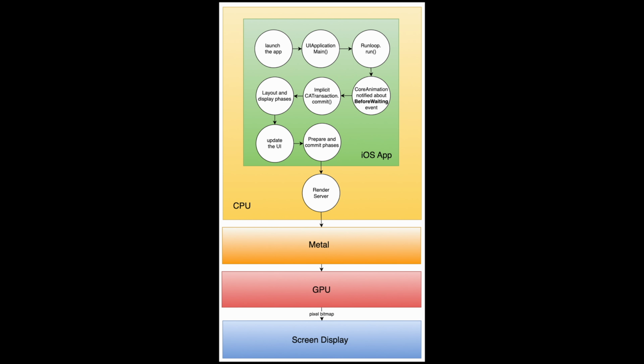Once render server receives the transaction, it decodes it to apply updates to render tree. For every display update iteration, render server needs to provide next frame to the GPU, so it does the following. It calculates the intermediate values for the render tree's layers properties if related animation is in progress. It uses the Metal commands to perform the layer tree rendering. The output of rendering on GPU is a pixel bitmap to be shown on the screen.